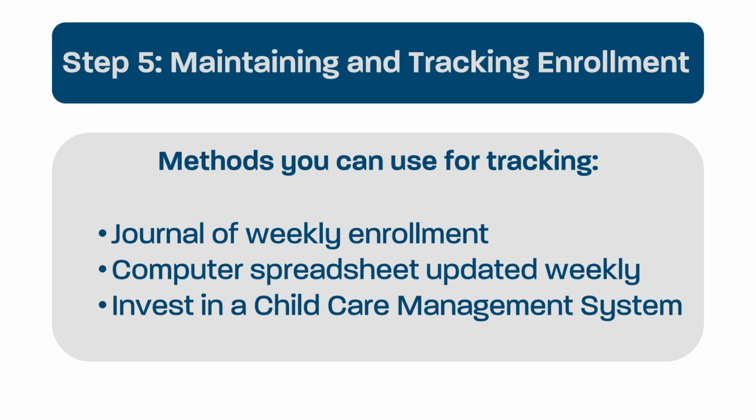If your enrollment is smaller in size, keeping a journal of weekly enrollment may suffice, but ideally, you will want to use a method that allows you to easily identify and analyze changes. This may be in the form of a computer spreadsheet updated weekly, which will allow you to keep a running tally of your enrollment while showing changes from week to week or season to season.